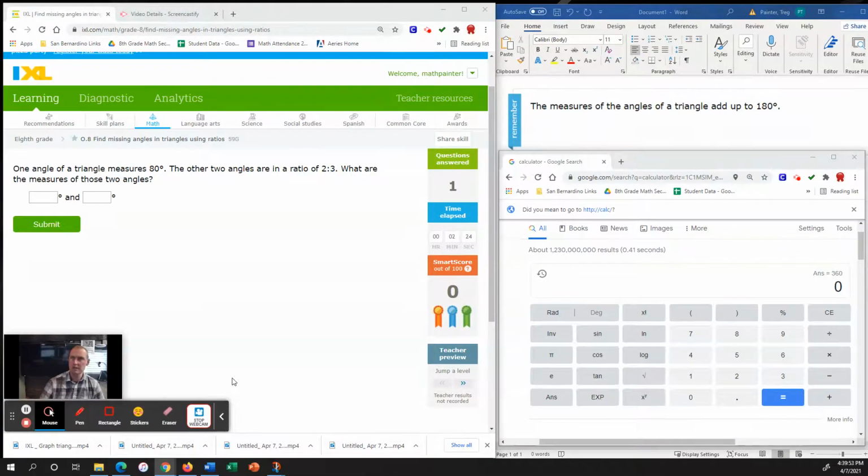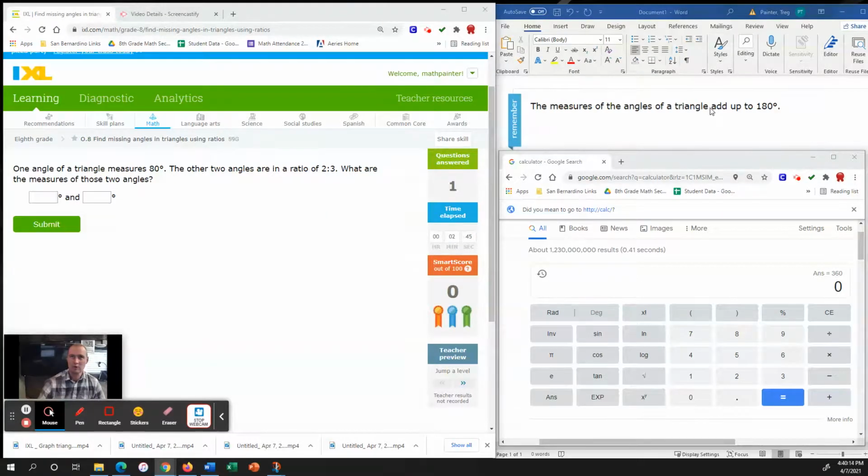So remember, today's key concept is that the measures of the angles of a triangle must add up to 180 degrees. A triangle has three sides as well as three vertices. In case you didn't already know, a vertice is an angle of a triangle, so we're going to use the word vertice instead of angle today. All right, let's go ahead and get started.